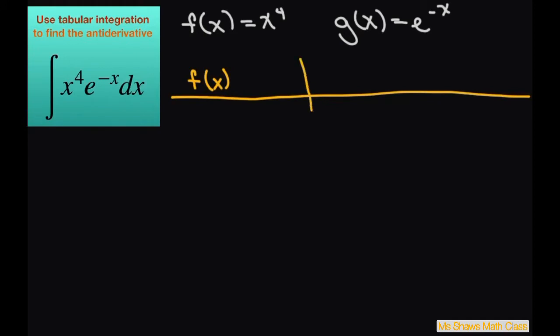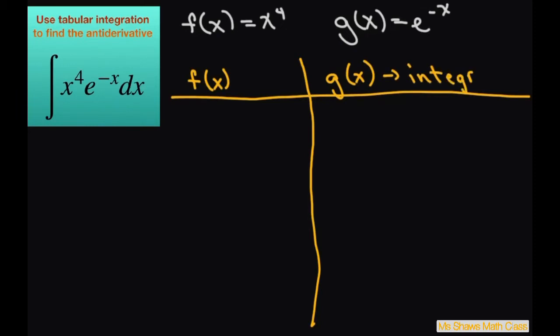So basically we're going to do the f of x and find its derivatives, and then g of x and find its integrals. So this is your integrals, and this is your derivatives. I'll just write it like that.